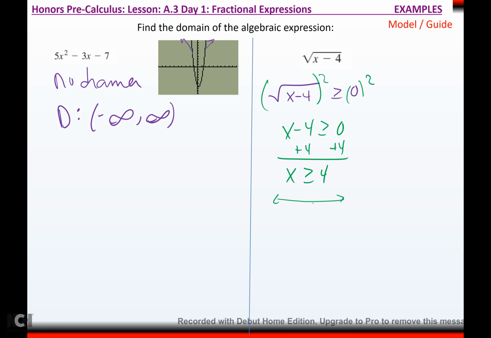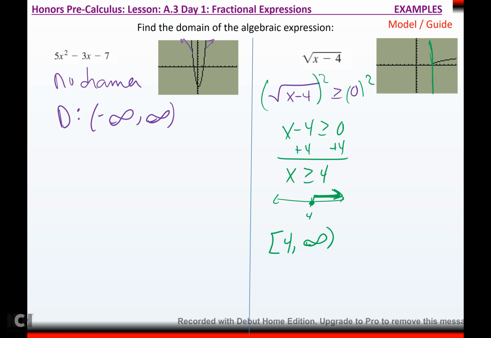So if I drew that on a number line, from 4, it can include it and be anything to the right. So my domain starts at 4 and goes to infinity. And if you look at the graph, you can see there's the 4. All of my graph is to the right of 4 on the x-axis. Okay, so it goes from 4 to infinity.